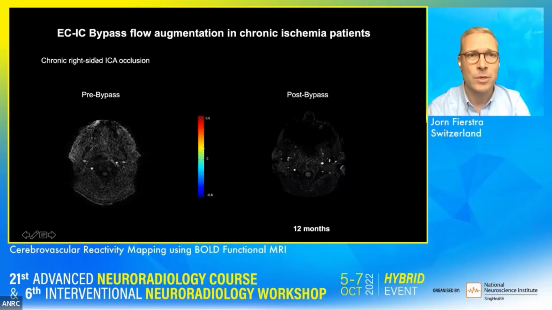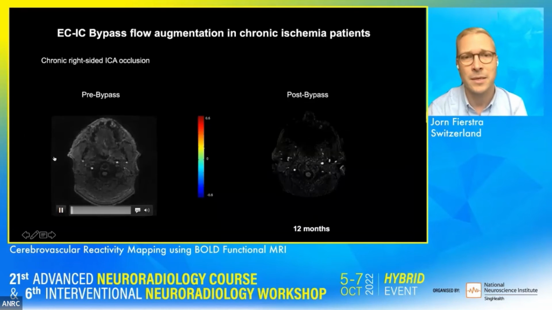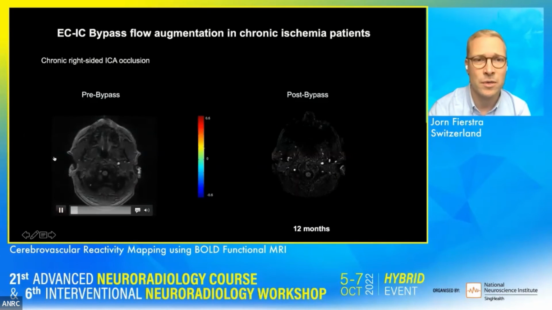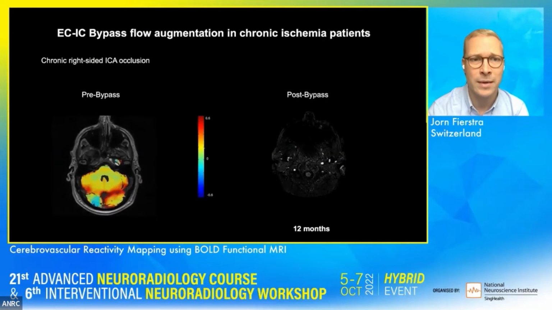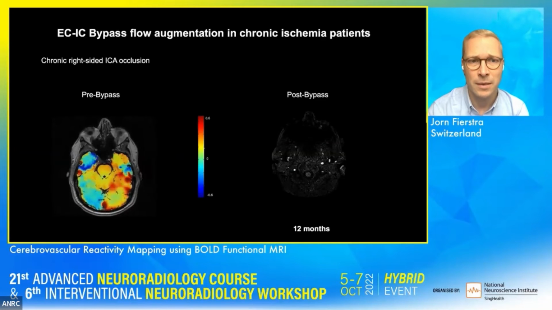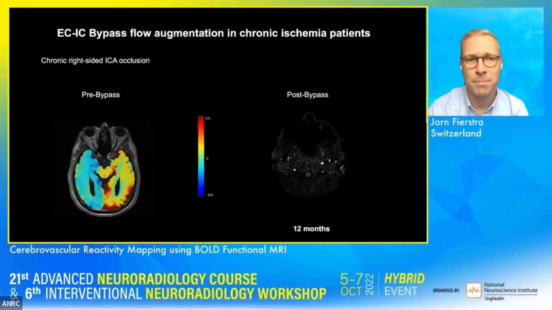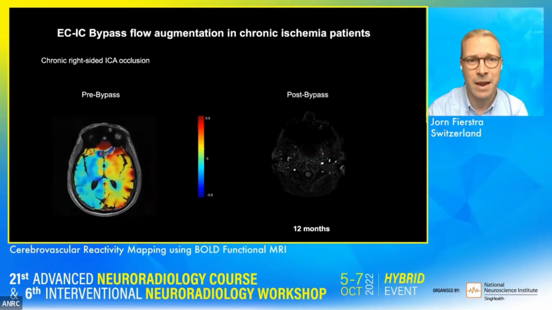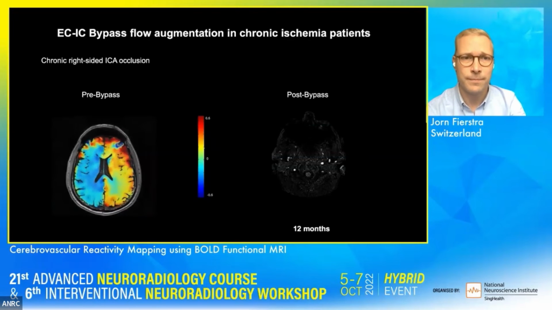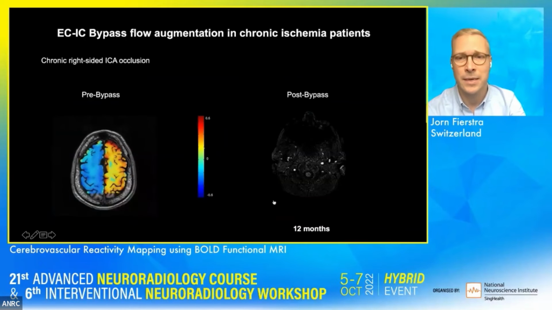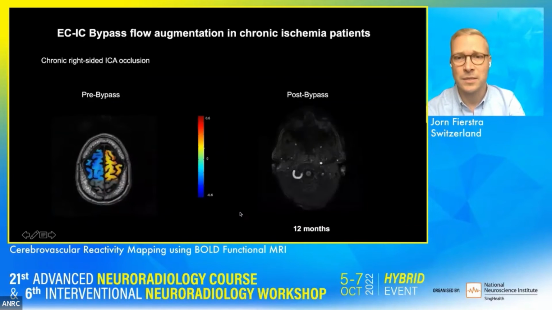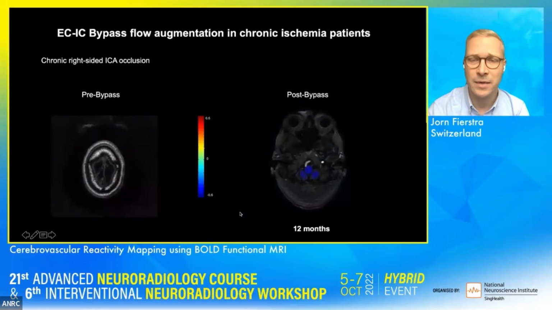So this would be a patient with chronic right-sided ICA occlusion. The pre-bypass full CVR scan showed a large right hemispheric impaired CVR, so the blue area again, we have to focus on. Because he had a fetal PCA, you also see that the entire hemisphere is actually blue. So this patient received an STA-MCA bypass on the right side, and after 12 months, the patient was asymptomatic.